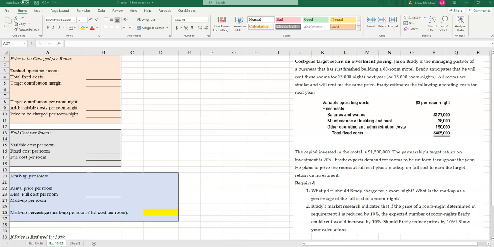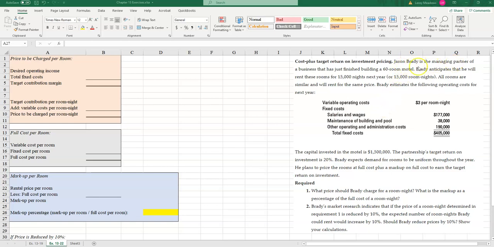In this session, we're going to be working exercise 13-22 out of chapter 13, Pricing Decisions and Cost Management. And this exercise is at the end of the chapter, exercise 13-22. So let's go ahead and take a look at the question.